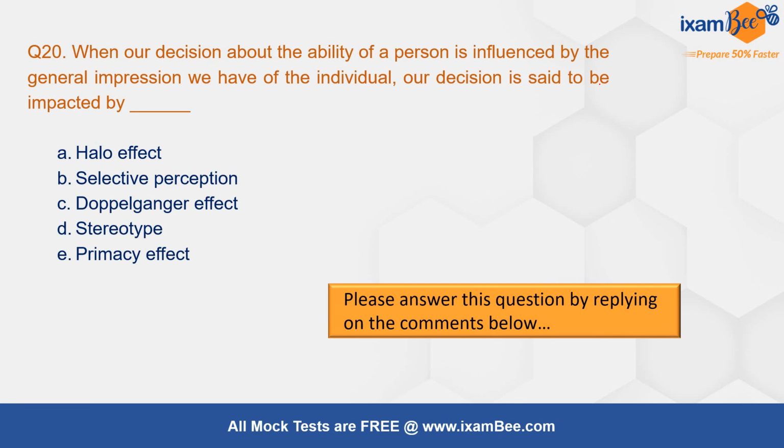The last question for this particular video, when our decision ability about the ability of a person is influenced by the general impression we have of the individual, our decision is said to be impacted by which of the following? Is it the halo effect, the selective perception, the doppelganger effect, stereotype, primacy effect? So for this particular question, please write your answer in the comments box. In my next video related to decision making, most important questions, I will give you the answer for this. So before that, don't forget to write.